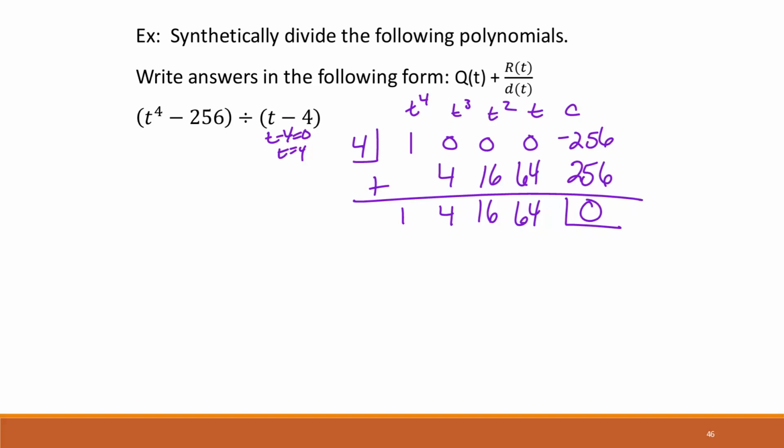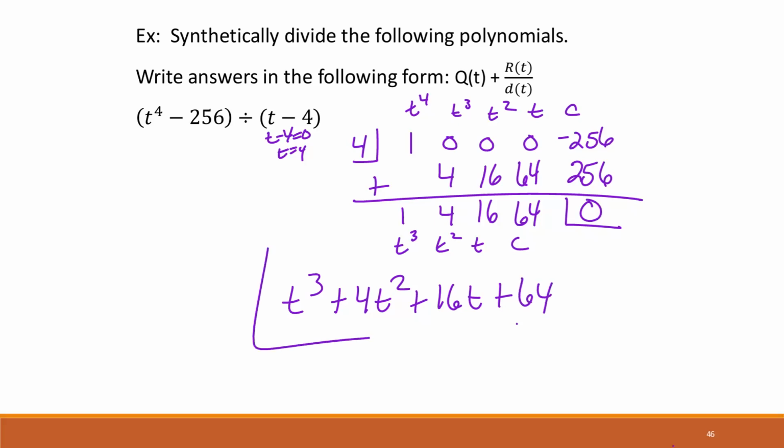So our solution here, remember we drop 1, so that's t cubed, t squared, t, and the constant. So our final answer is t cubed plus 4t squared plus 16t plus 64. So this is our solution for this one.